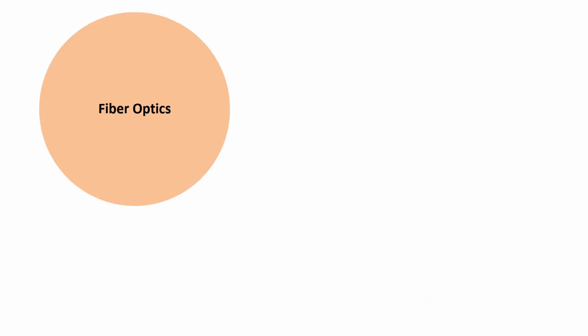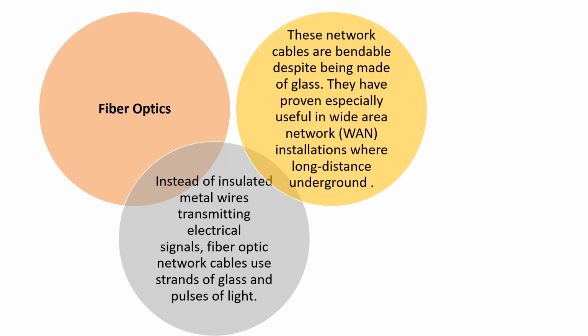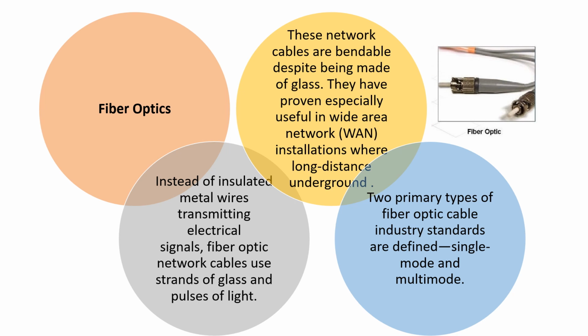And next we move on to the fiber optic cable. Instead of the insulated metal wires transmitting electrical signals, fiber optic cables use strands of glass and pulses of light. These network cables are bendable despite being made of glass. They have proven especially useful in wide area network installations where long distance underground cabling is needed. Two primary fiber optic standards are single and multimode. This is the picture of the fiber optic cable.